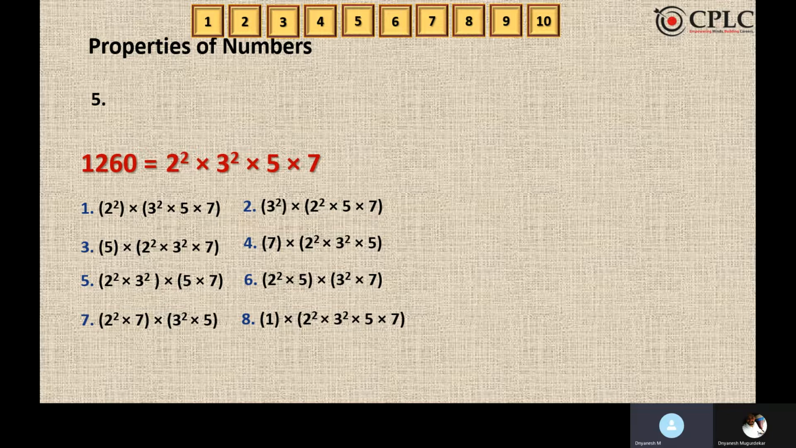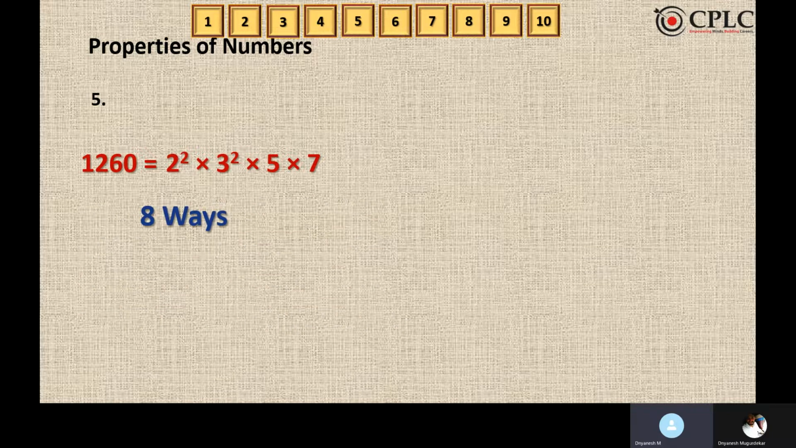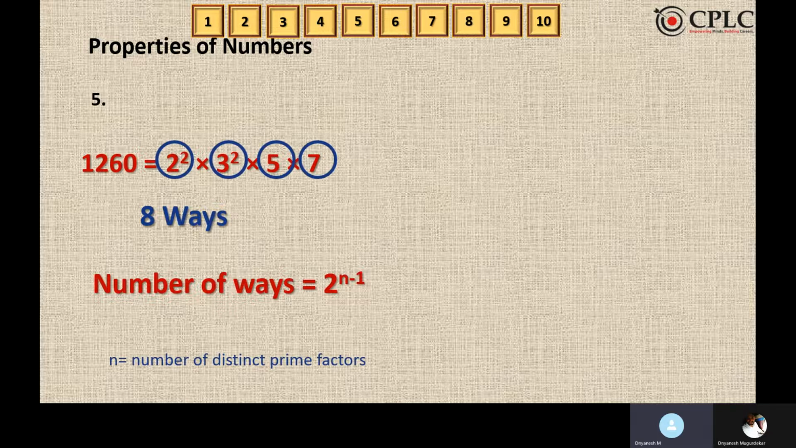So the formula for finding the number of ways that you can write a particular number as a product of two co-prime factors is 2 raised to n minus 1, where n is the number of distinct prime factors. So for 1260, there are a total of 4 distinct prime factors, that is 2, 3, 5, 7. So the value of n becomes 4. 2 raised to 4 minus 1, that is 2 raised to 3, which is 8 ways. So this is how you can easily get this done.